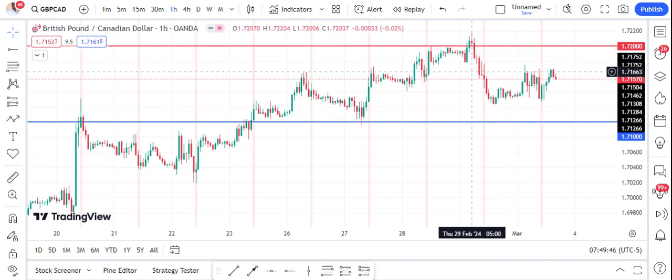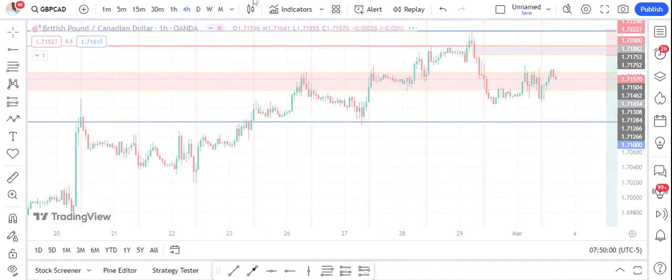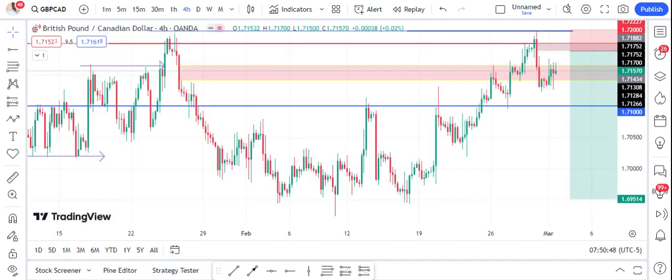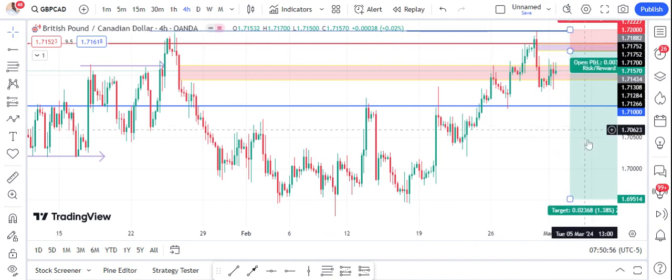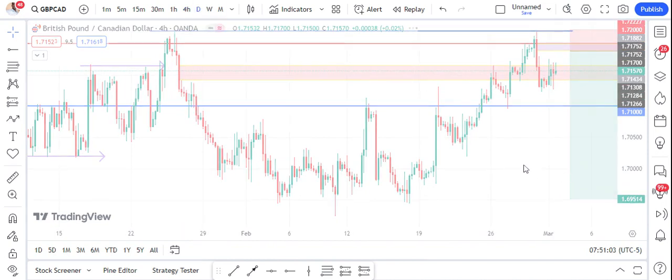This is a psychological level coupled with a fair value gap, and I'm expecting that price could just trade into it and then flush down. Okay, I think I'm interrupted a little bit. Yeah, because of this fair value gap, as I was saying, I'm expecting a drop down.